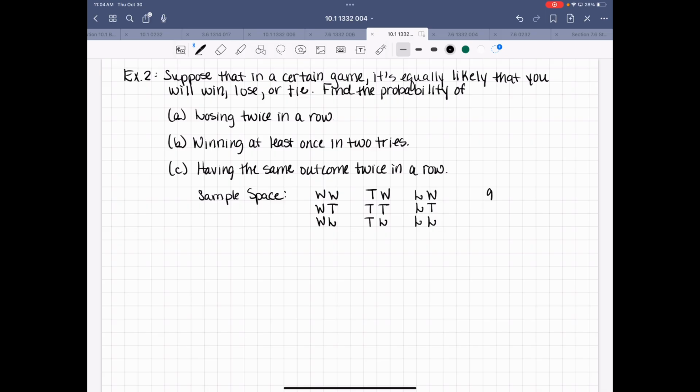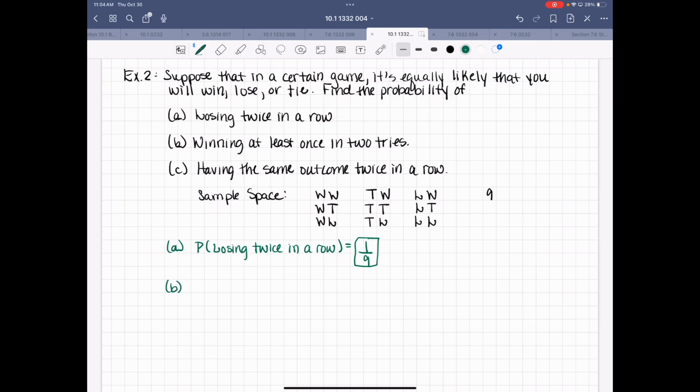So when I go to answer A, it says I want the probability of losing twice in a row. We're playing in a row anyway. So I'm looking for losing twice. So an LL, how many times do you see LL happen? 1. And there's a total of 9 possibilities, right? So my probability is 1 out of 9.